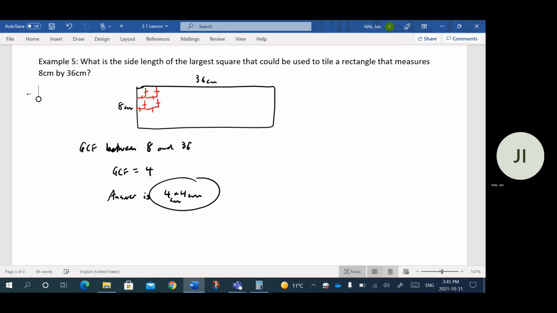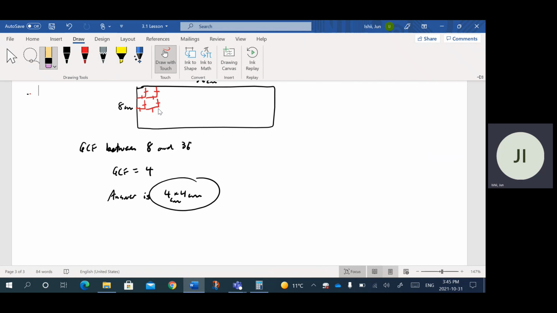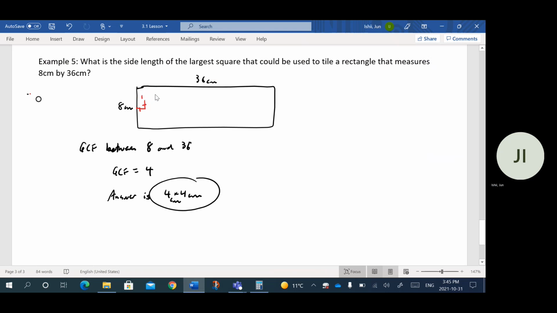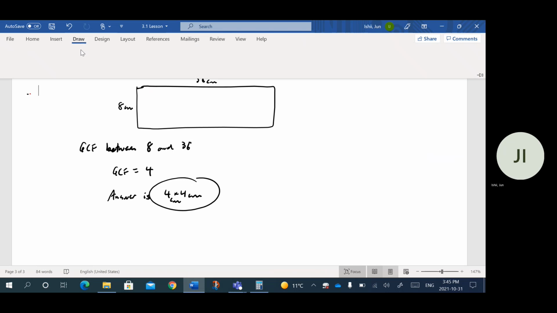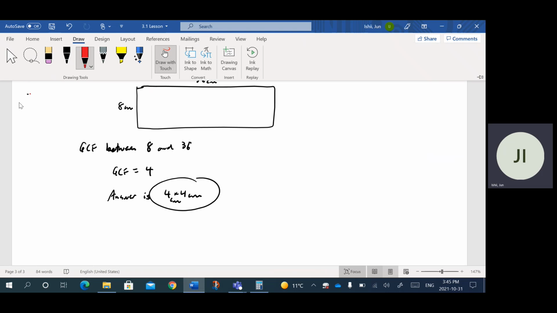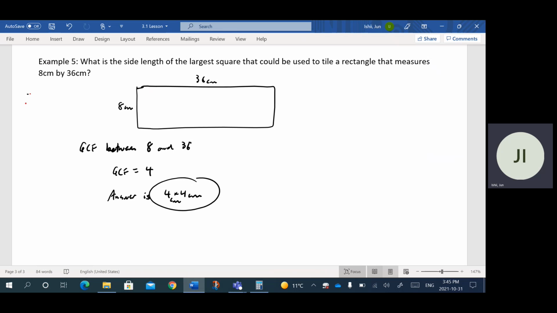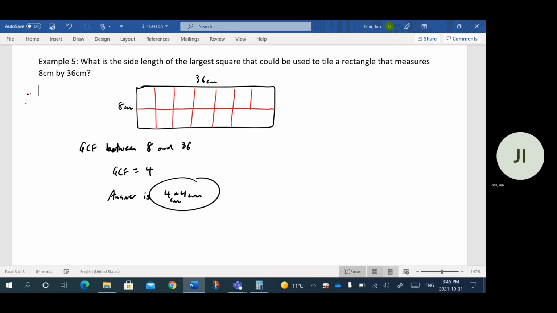Hopefully that makes sense. Again, I kind of inaccurately drew this, so this time I'm going to erase these little red squares because I know what the answer is. It's going to be 4 centimeters by 4 centimeters. So I'm going to put two tiles down this way, and then perhaps 9 this way.